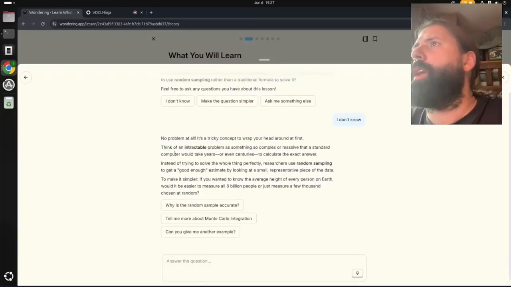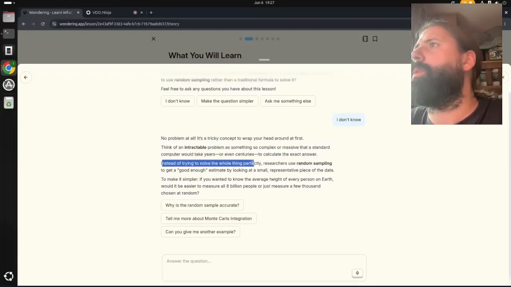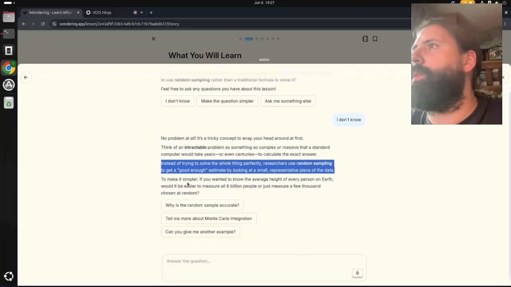Strict concept. Think of an intractable problem as something so complex and massive that a standard computer would take years to calculate the exact answer. Instead of solving the problem perfectly, sampling is used. I mean, okay, no, it kind of gave you the answer here, right? To make it simpler, if you wanted to know the average height of a person on Earth, would it be easy to measure all 8 billion people, or just measure a few thousand chosen at random?